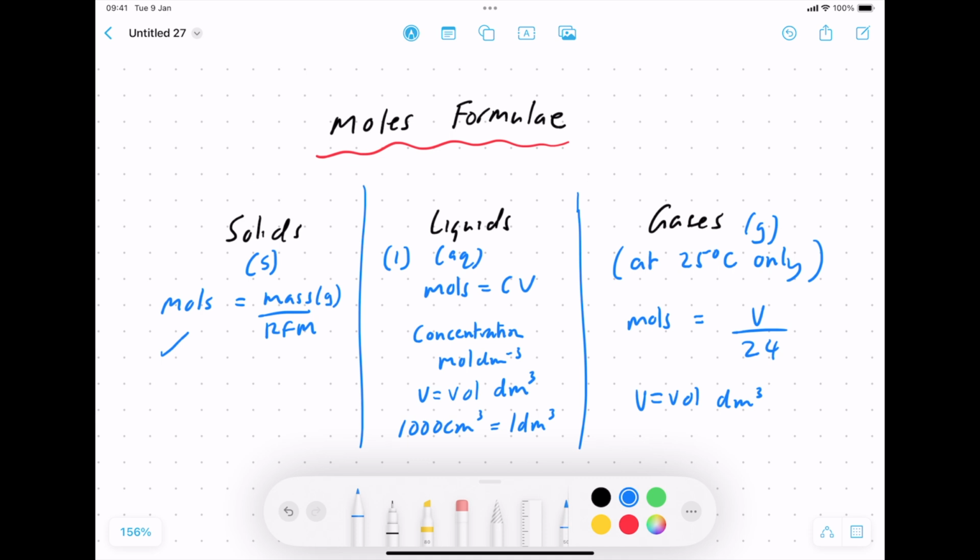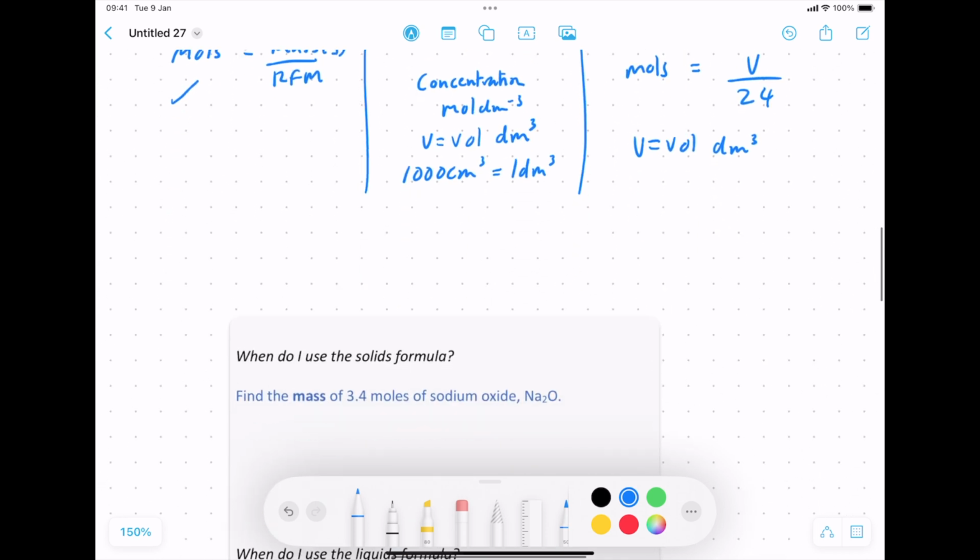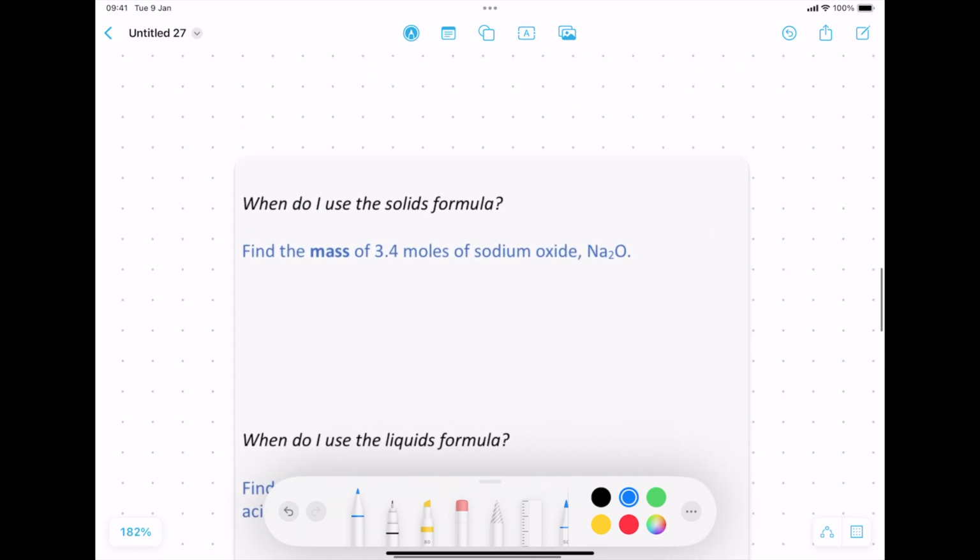So let's take a look at a couple of basic examples below. Before we start, make sure you have your calculator and periodic table to hand. And let's take a look. So, when do I use the solids formula? The question will mention mass. It will say find the maximum mass, what mass? And then that's the solids formula. So let's do this one.